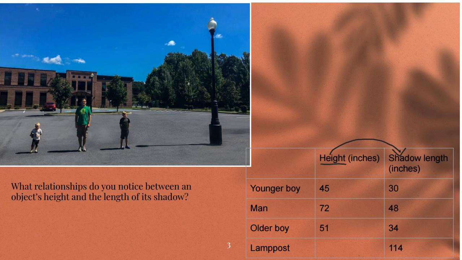and the shadow length. So if I start by looking at the younger boy, I have 45 and 30. So I'm going to ask myself, what can I multiply by to get from 45 to 30? And multiplying by a number from 45 to 30 would be the same thing as dividing if I go from 30 to 45. So to figure out what that number is, I'm going to do 30 divided by 45.